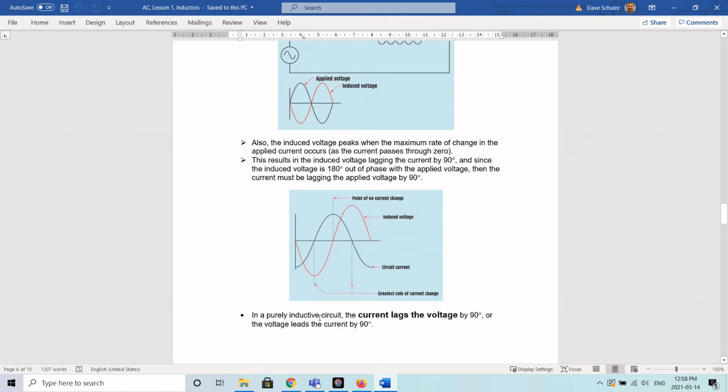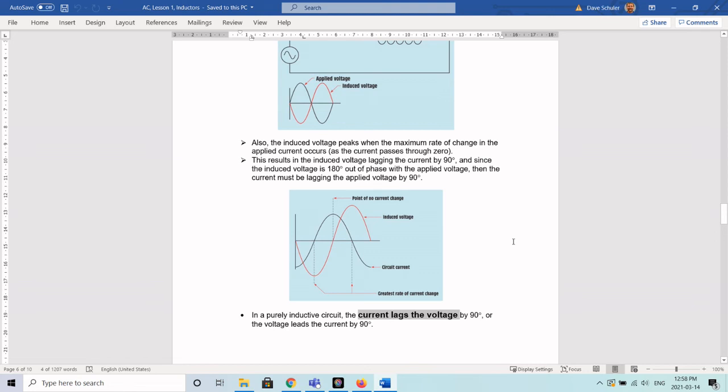So let's come back to this final statement. This is it. I just said it. Now I've written it down for you here. In a purely inductive circuit, which is theoretical, the current lags the voltage. So here's why we spent time talking about the concepts of leading and lagging, because this is what's happening. The current lags the voltage by 90 degrees. Now, it would also be true to say, because we learned this, that the voltage leads the current by 90 degrees. However, we don't say it that way.